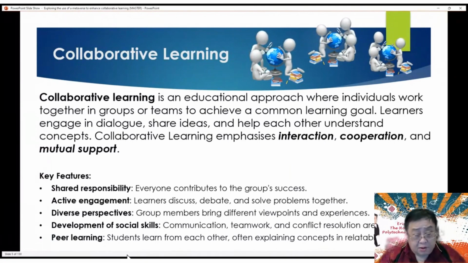So this seminar is about how I have been attracted to, and eventually designed and conducted experiments on, using a metaverse, a kind of hyper virtual environment, to conduct collaborative learning among my students and also my colleagues' students in several courses and classes here at the Hong Kong Polytechnic University.